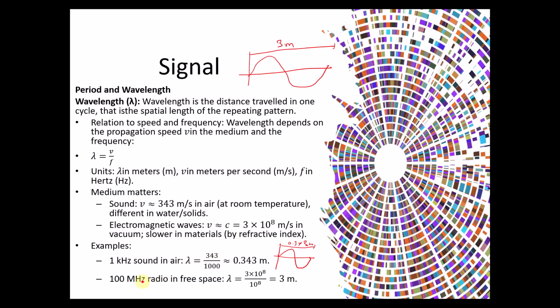So comparing these two results, the wavelength of this radio is longer than the wavelength of this one, depending on the transmission medium they were traveling through. So that is the difference.